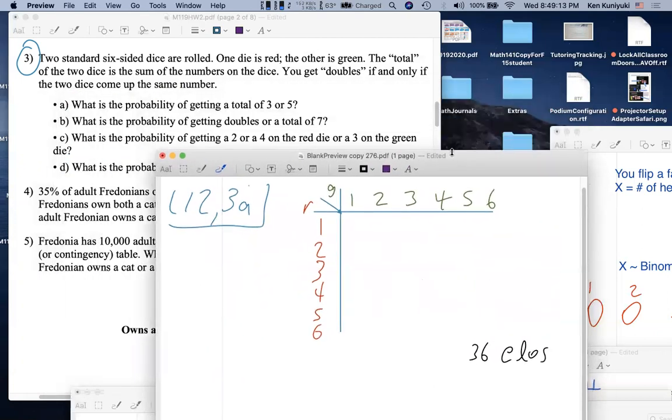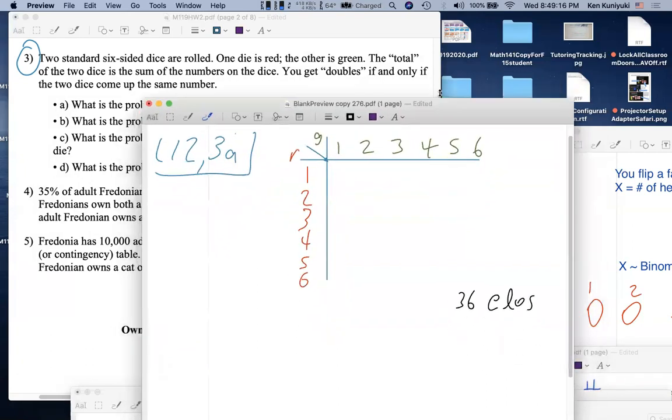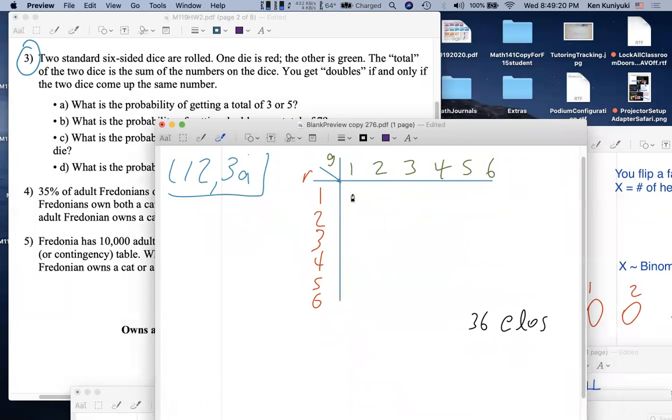All right, so let's do A. What's the probability of getting a total of 3 or 5? Just to clarify things, let's start with some die totals. 1 plus 1 is 2. That's snake eyes, right? And then how can you get a 3? 2 on red, 1 on green, or 1 on red, 2 on green. That's one reason why we distinguish the dice, because 2, 1 is not the same outcome as 1, 2. They both lead to a sum of 3, but they are two different outcomes, so you count the 3 twice here.